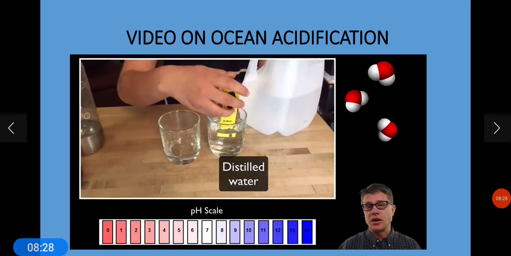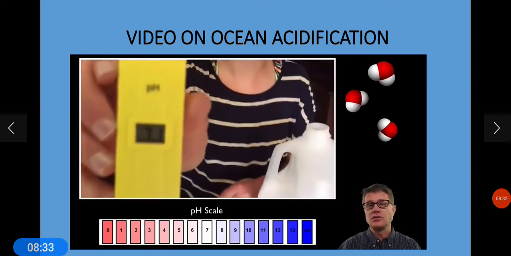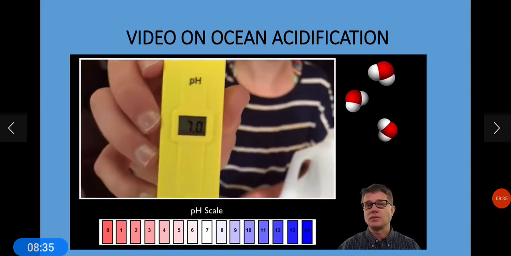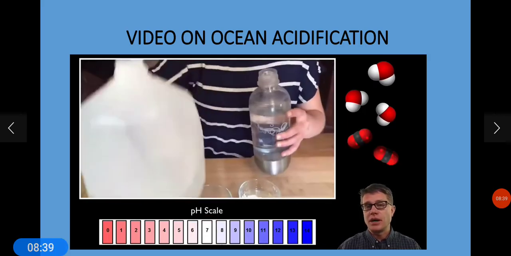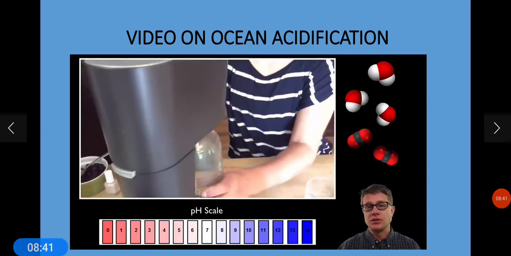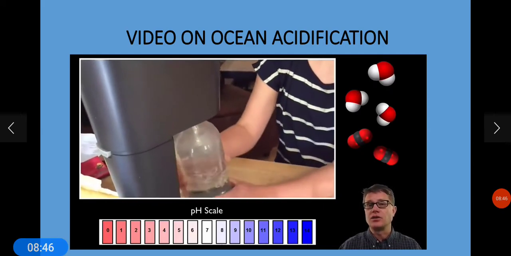This is regular distilled water, and I'm going to use a pH meter to measure the pH of regular H2O, and it's going to be right around 7. Now I'm going to take that same distilled water, put it in a bottle, and add carbon dioxide to it. We're using a SodaStream machine to shoot carbon dioxide in it. It's now just carbonated water.